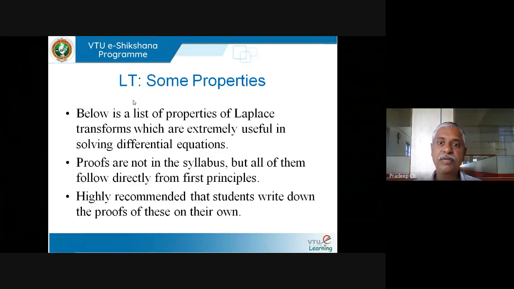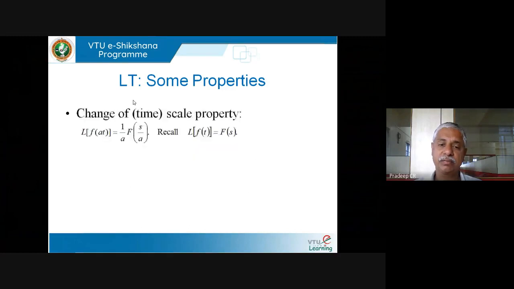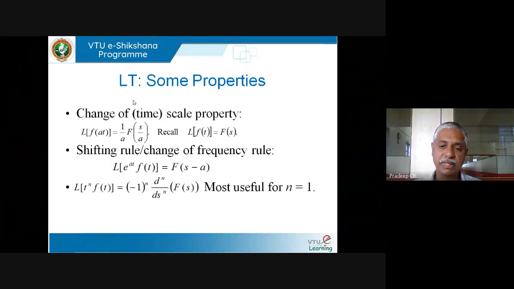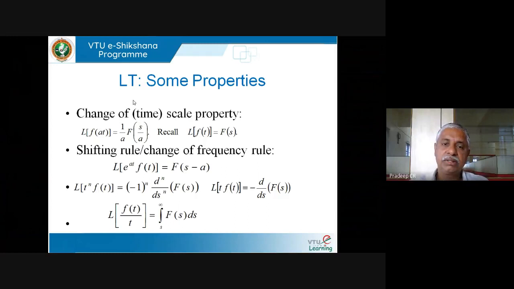Then after that, we observed certain properties of the Laplace transform. So these were the properties which we saw. That is the change of scale property, which is L of f(at) equals 1 by a times capital F of s by a. So what is capital F? Again, let me emphasize: the Laplace transform of small f(t) is capital F(s). This is a standard notation, and I'll keep using this and recalling this all through this set of lectures.